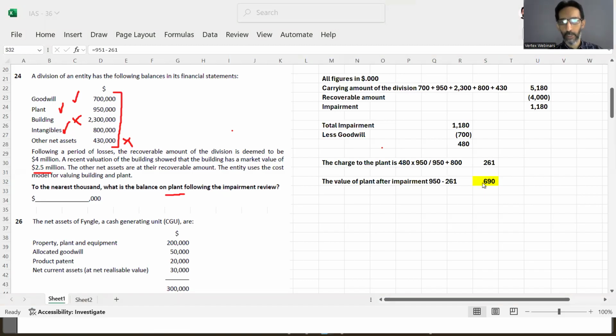Yeah, actually, I've rounded the figures. So 950 minus 260, that's correct, 690. Sorry, this is Excel giving me the answers.